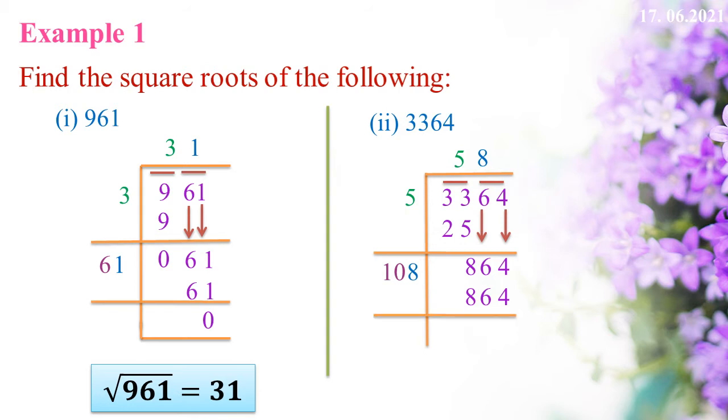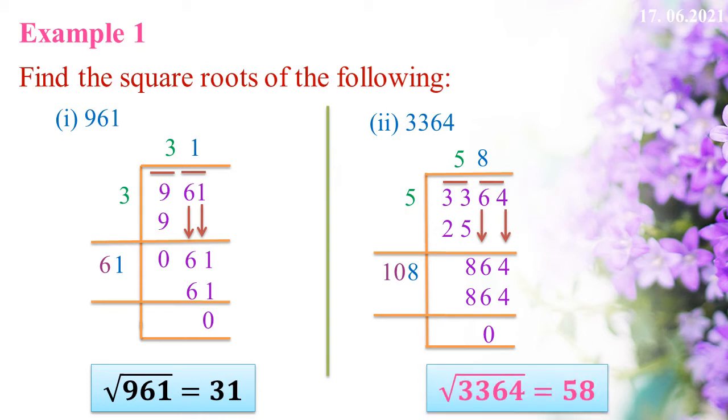864. Next, subtract 864 from 864. We will get 0 as the remainder. So, the square root of 3364 is 58.